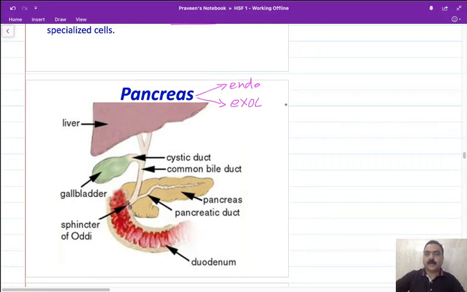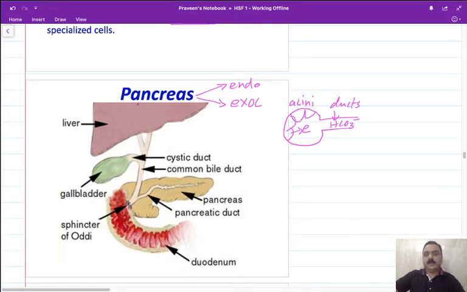The exocrine part includes the acini followed by the ducts. The acinar cells secrete mainly the enzymes, all the enzymes. And the ducts secrete mainly the bicarbonate. So these are the major components of the pancreatic secretions, the enzymes and the bicarbonate. The enzymes and the bicarbonate are very important.